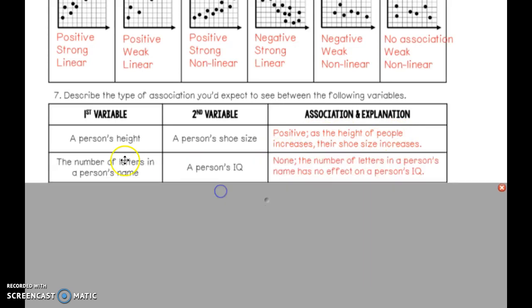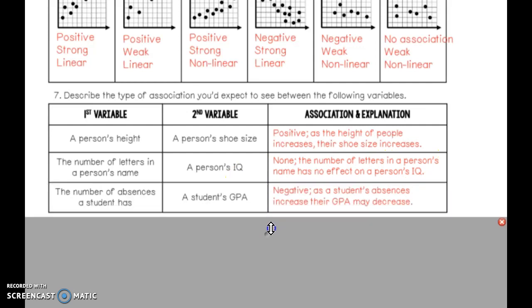For the next one, the number of letters in a person's name is the first variable, and the second variable is that person's IQ. This is going to have no association. It doesn't matter how long your name is using the number of letters. It's not going to dictate what your IQ has or what your IQ score is.